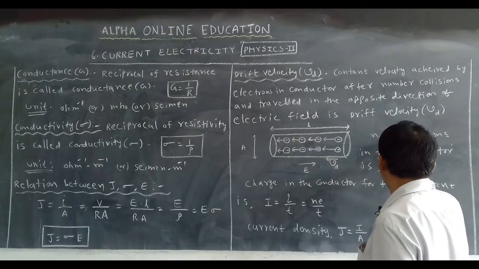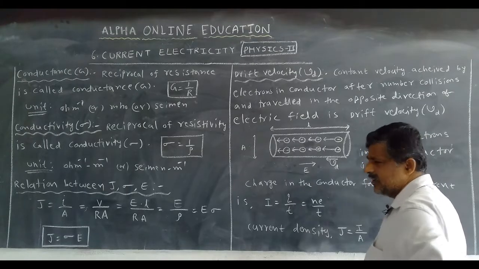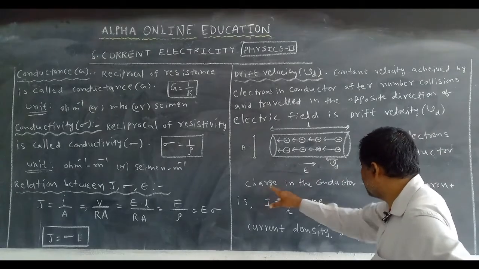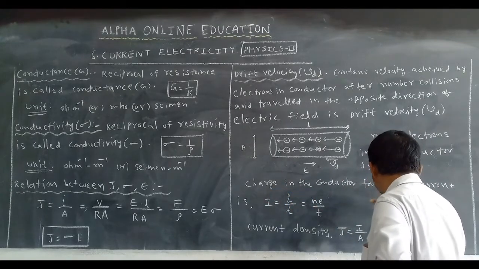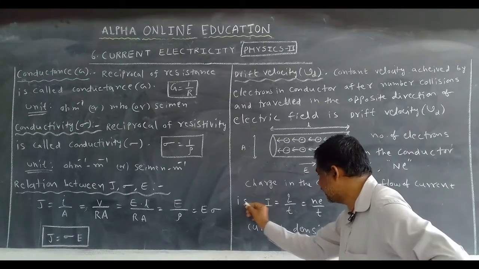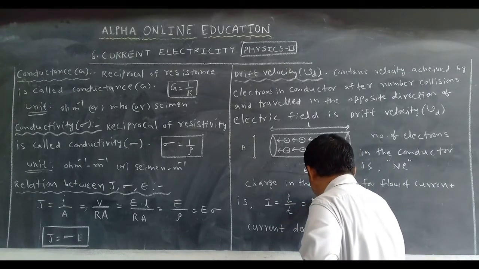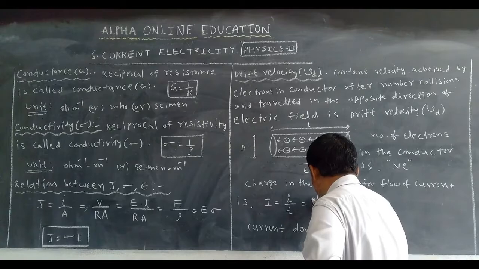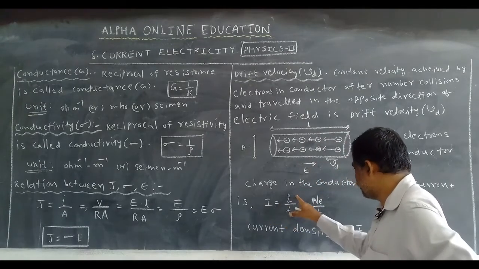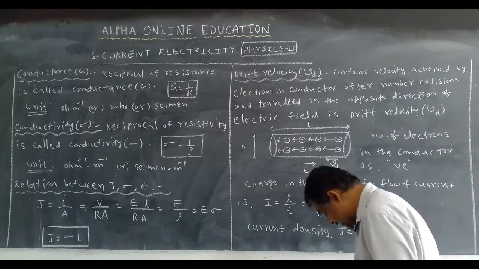In that, the number of electrons in the conductor is Ne. Electron symbol is e, number of electrons, that's why Ne. Next, the charge in the conductor for the flow of current. What is the equation for the current? I is equal to Q by t. Now what is Q? Q is equal to the number of electrons, Ne, so I is equal to Ne by t.